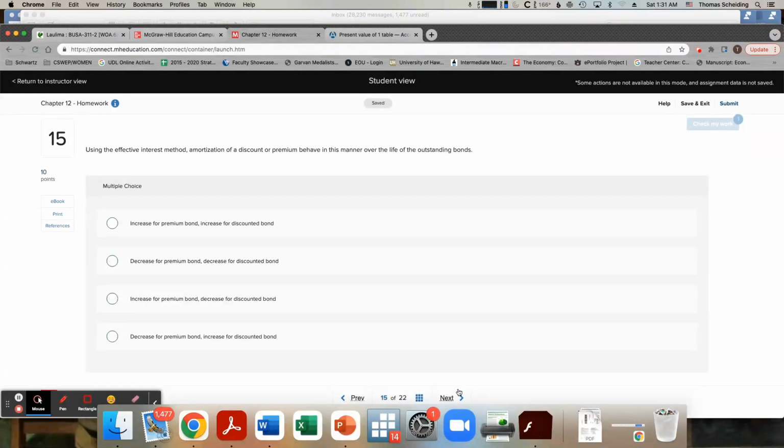Using the effective interest method, amortization of a discount or premium behaves in what way over the life of the bond? Using the effective interest rate method, it's actually the very first one. So it would be the increase for the premium bond and the increase for the discounted bond.